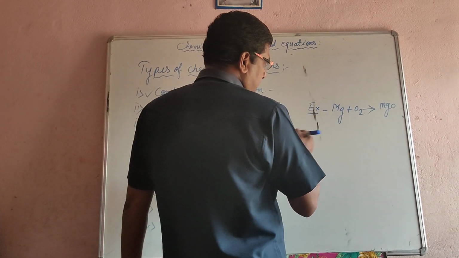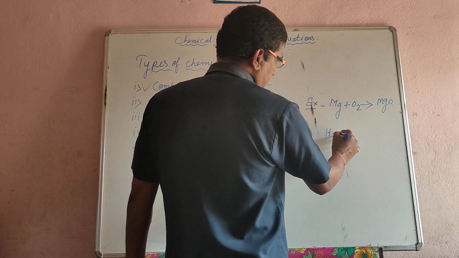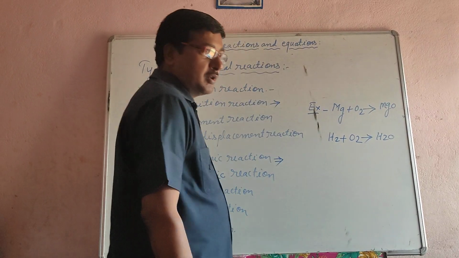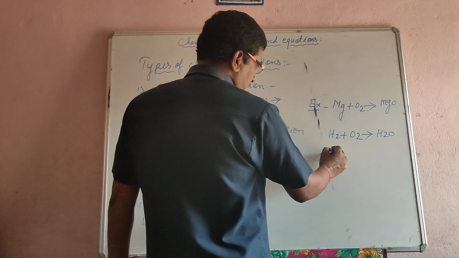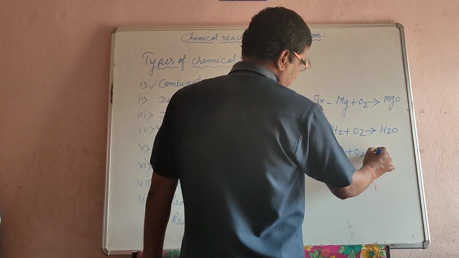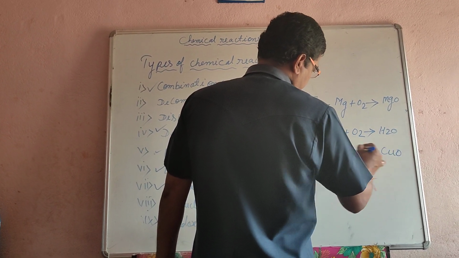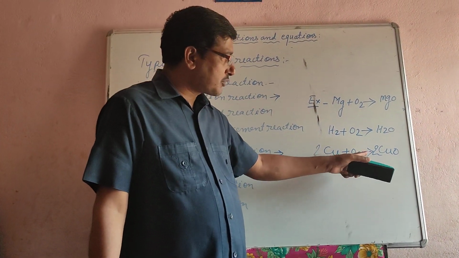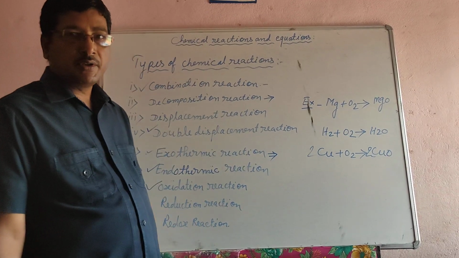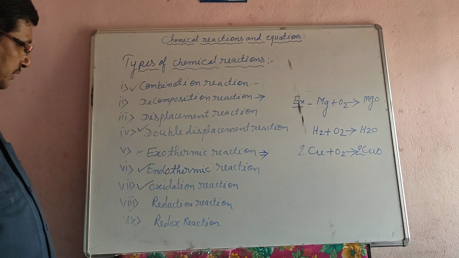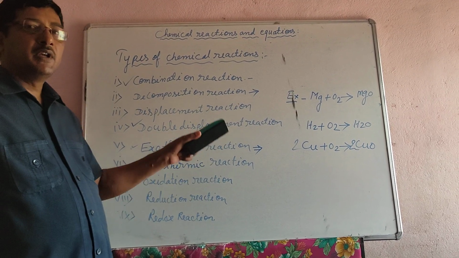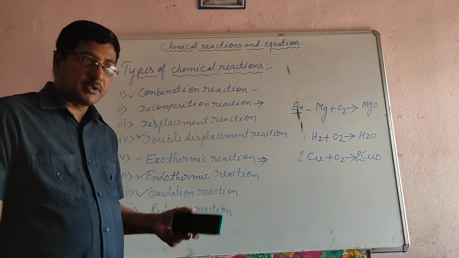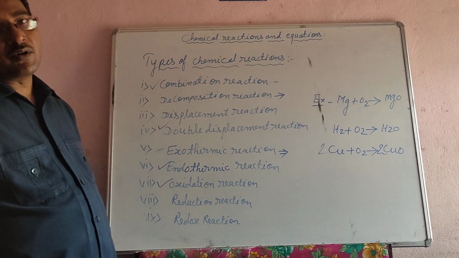Similarly, there is another example also. Hydrogen is combined with the oxygen and forming water. It is also an oxidation reaction. Similarly, copper is reacting with the oxygen and forming copper oxide. So here copper is gaining the oxygen. So it is an example of the oxidation reaction. I think it is clear now. What is the oxidation reaction? The reaction in which gain of oxygen or loss of hydrogen takes place is known as oxidation reaction.